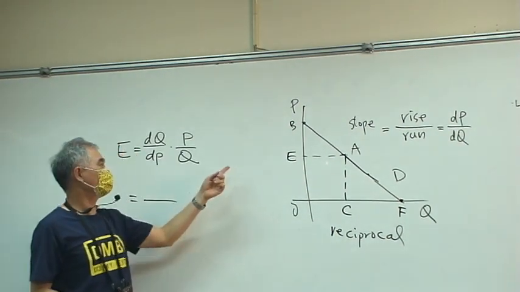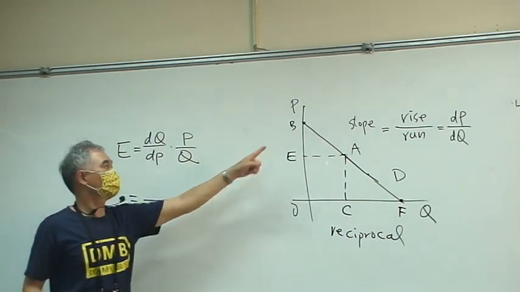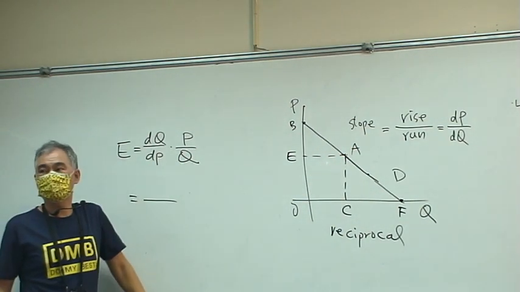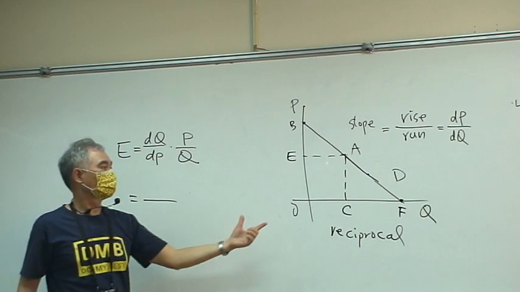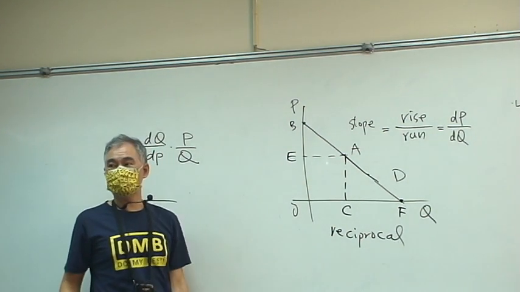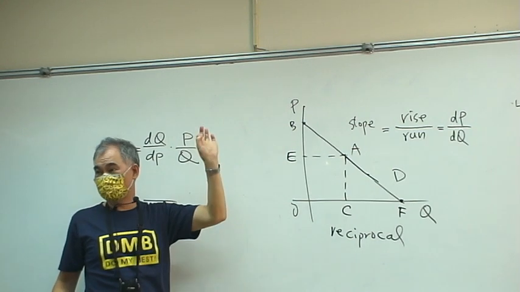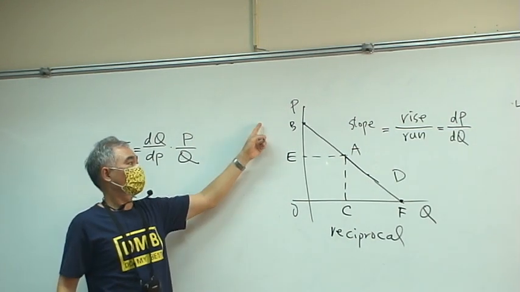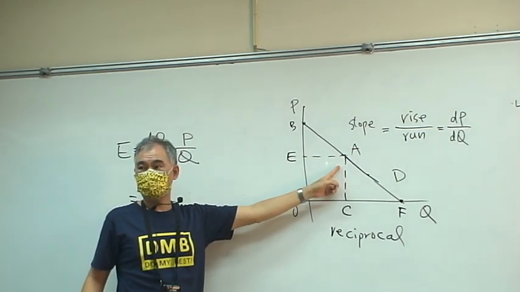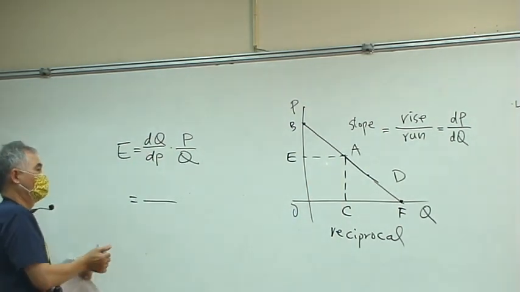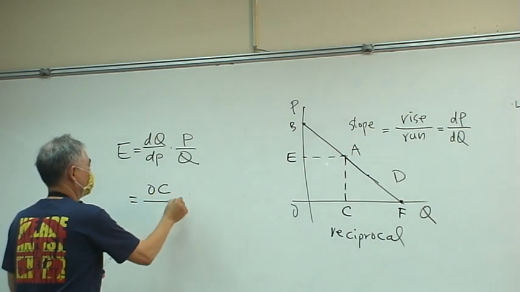Okay, can you tell me what's the change in quantity from B to A, right? What is the change in quantity? At point B, what's the quantity? 0, right? Nothing. And what about point A? OC, right? So this is the quantity, OC, okay?